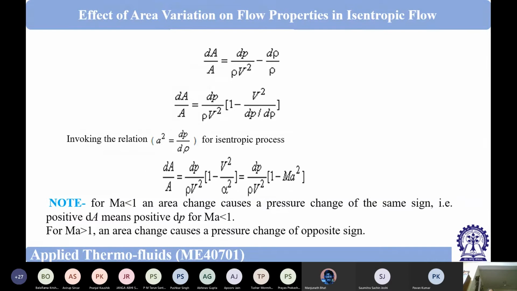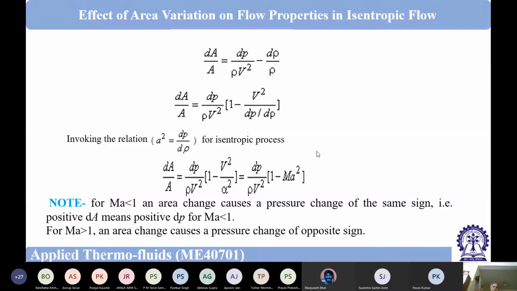So if area decreases, pressure will decrease. Okay. And that is true for liquid, that is true everywhere. But for a compressible fluid, that is true only when the flow is subsonic. And for Ma greater than 1, area change causes a pressure change of opposite sign. So Ma is greater than 1, so this is negative. So if dA and dP, then they will have different sign. If dA increases, dP will decrease.